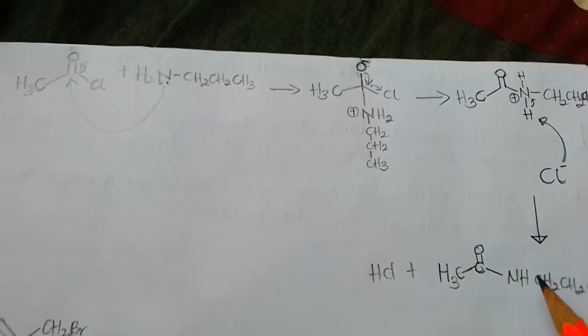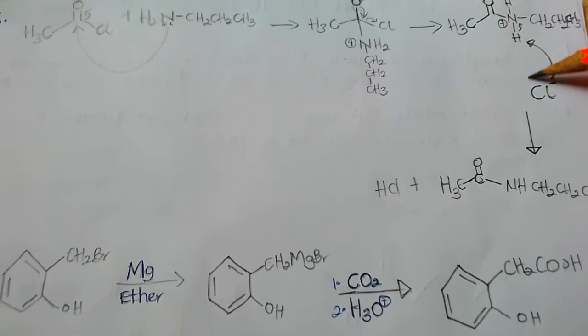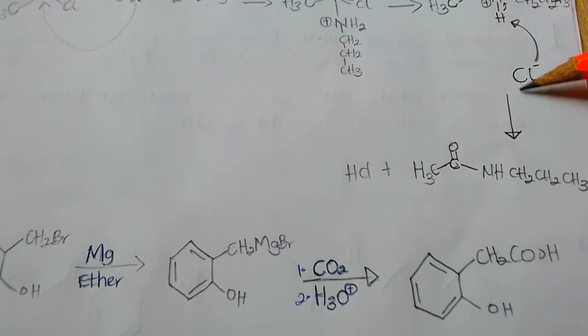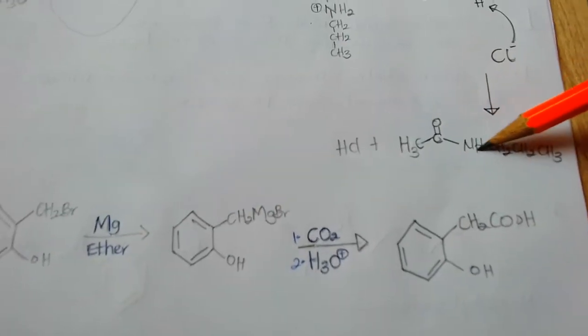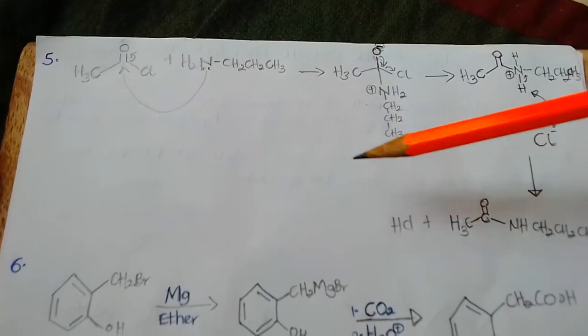The chloride ion, once again, is a nucleophile, so it will abstract one proton from this nitrogen, then form HCl with it, so that we get at the end this amide and this HCl. So that's a simple mechanism for the reaction between this amine and this acyl chloride.